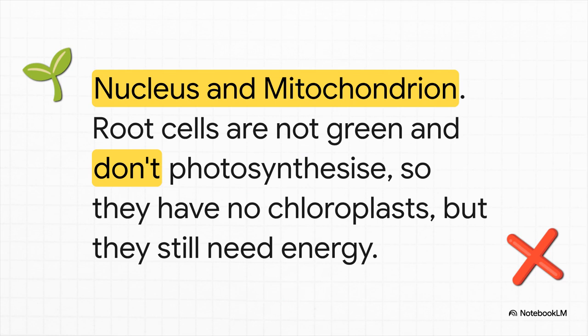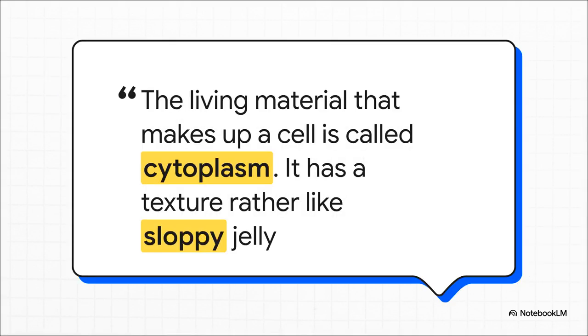A root cell lives in complete darkness, so having chloroplasts, those little solar panels, would be totally useless. But it's always working, actively pulling in water and nutrients from the soil, and that takes energy. And that energy comes from its mitochondria. Great job. So there you have it.